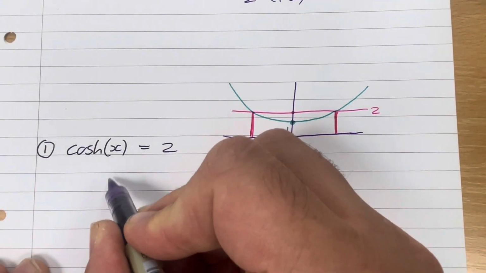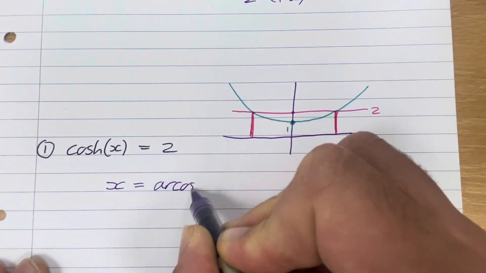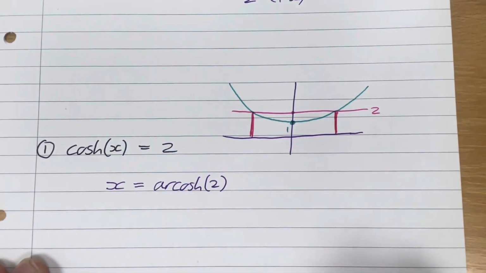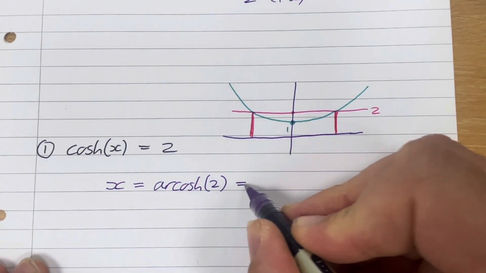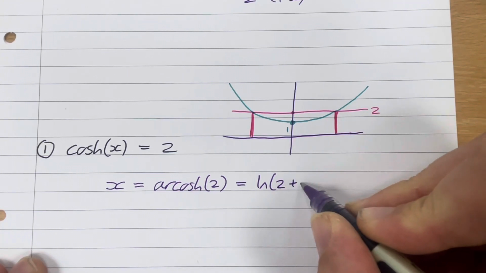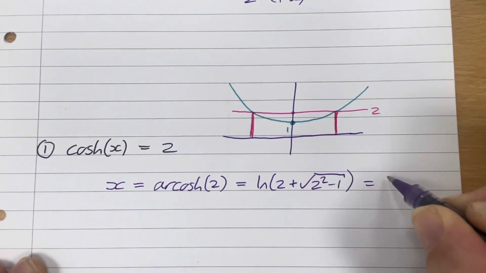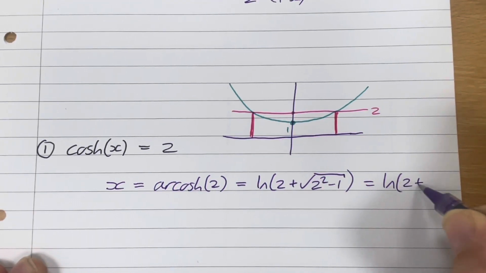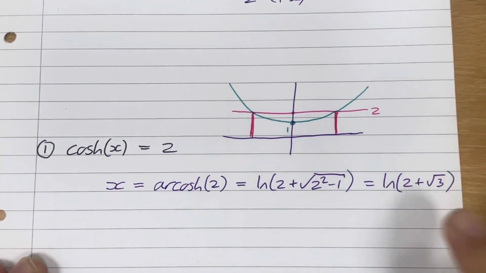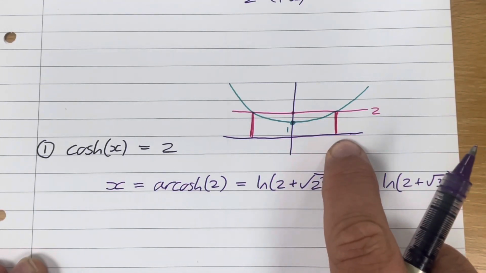So we're going to inverse cosh both sides. So that's going to be x is equal to arcosh of 2. So we want the natural log definition of arcosh, and that is the natural log of 2 plus the square root of 2 squared minus 1. So that is the natural log of 2 plus root 3. Now this is a number that is bigger than 1, which means when you log it, it's going to be positive. So therefore that is this root here.